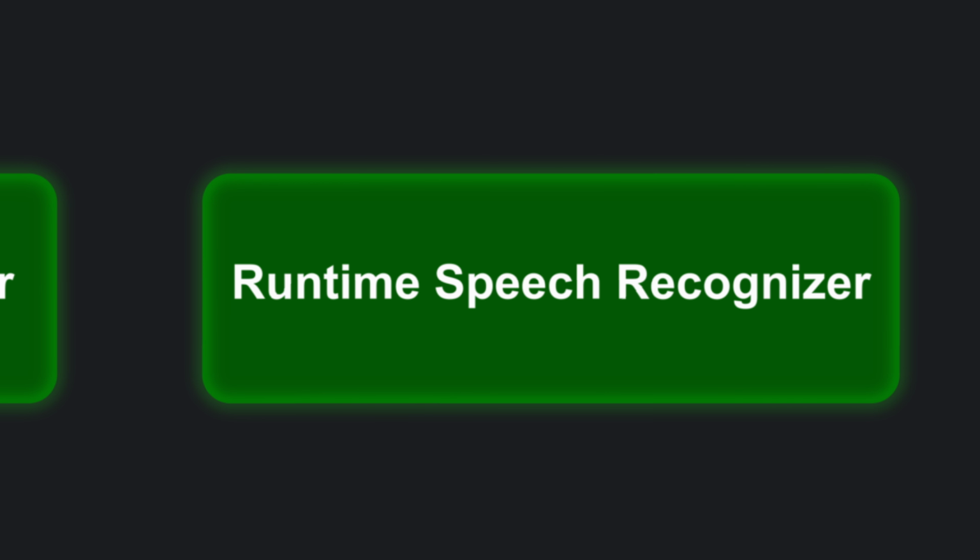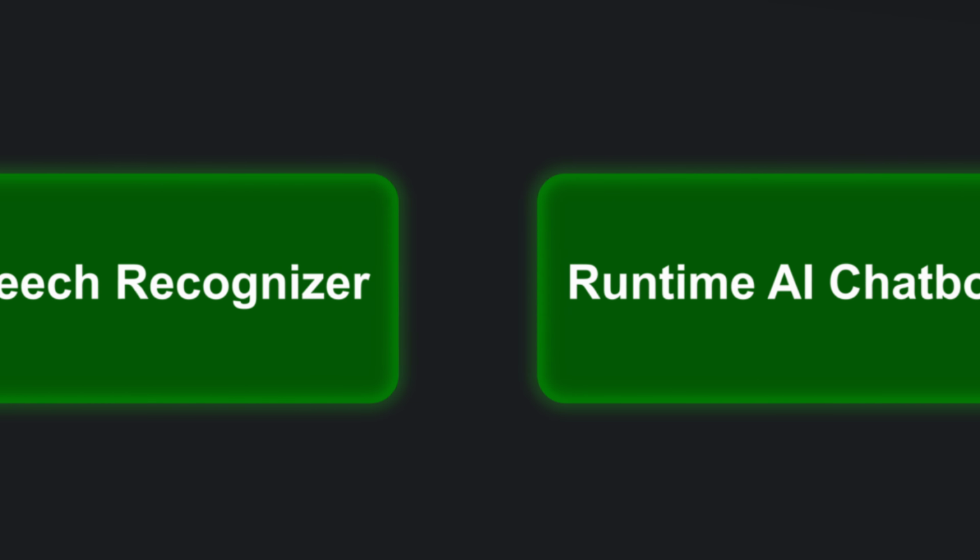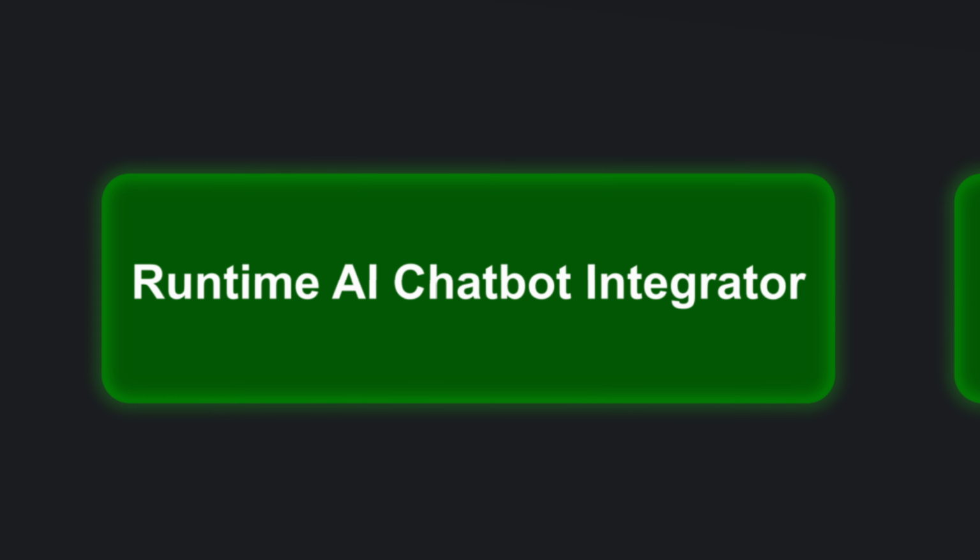The Runtime Speech Recognizer handles the speech-to-text functionality. Working alongside the Runtime Audio Importer, it converts the user's voice into text that can be sent to the AI model. The Runtime AI Chatbot Integrator manages the communication between Unreal Engine and the external providers. It supports OpenAI, Claude, DeepSeek, Gemini, Grok, and Ollama for locally run models. It also supports multiple text-to-speech providers like OpenAI, ElevenLabs, Google Cloud, and Microsoft Azure.